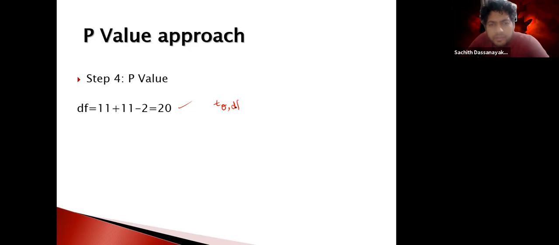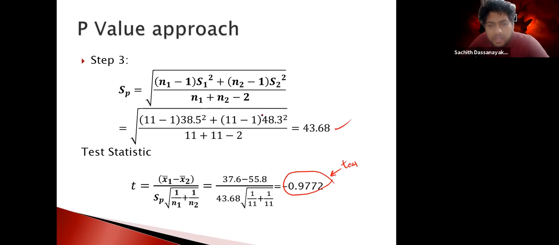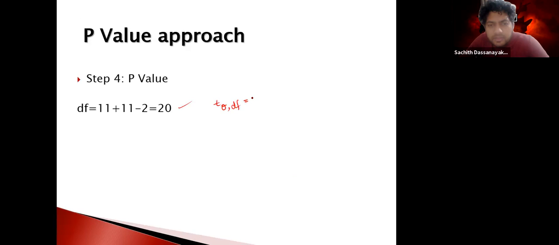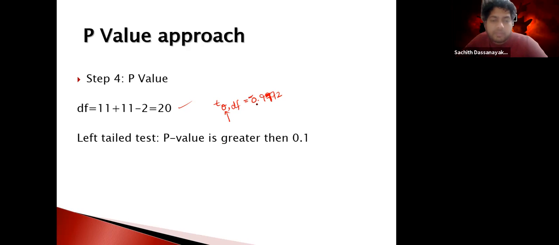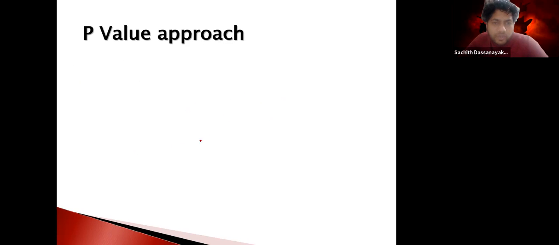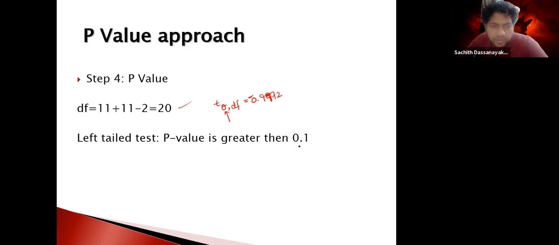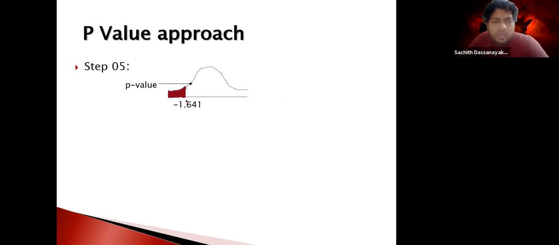Let's say t theta comma degree of freedom. That value should be negative 0.977. Go to the t table and find the corresponding theta value, the same thing we have done with the p-values. Since it is a left tail test, the value is greater than 0.1. Your alpha value is 0.1, right? Find that value. That value is 0.1.